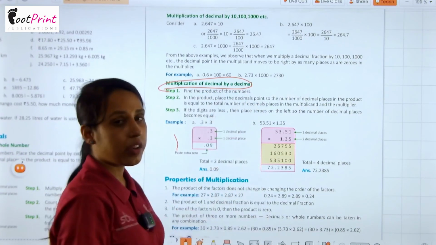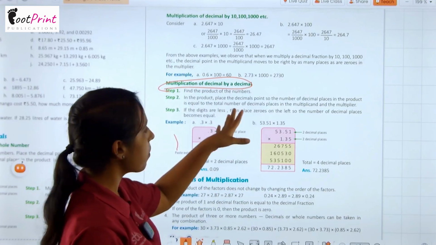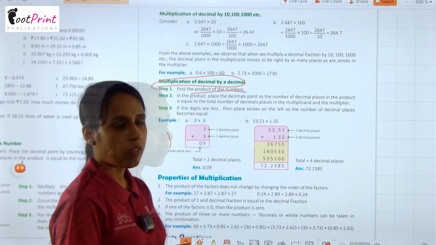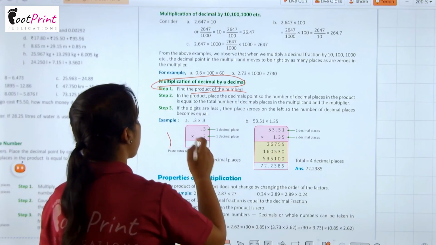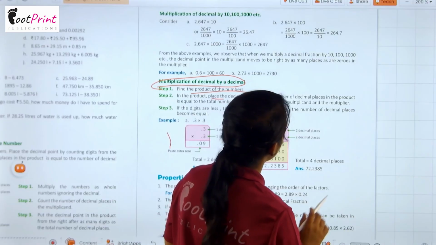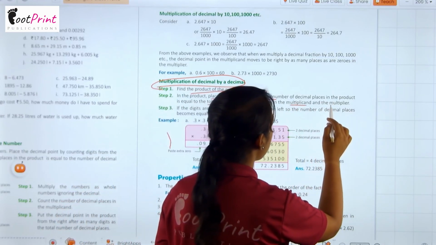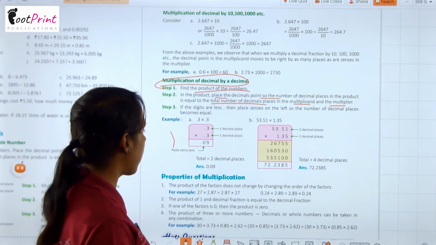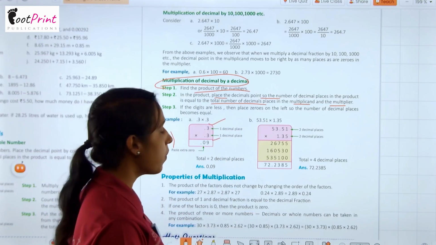Now we will learn multiplication of decimal by decimal. We have learned how to multiply decimal by whole number. Now we learn how to multiply decimal by decimal. So here find the product of the number. जो हमें नंबर दिए हुए हैं उनके हम प्रोडक्ट फाइंड आउट करेंगे. Okay. In the product, place the decimal point so that the number of decimal places in the product is equal to the total number of decimal places in multiplicand and multiplier.